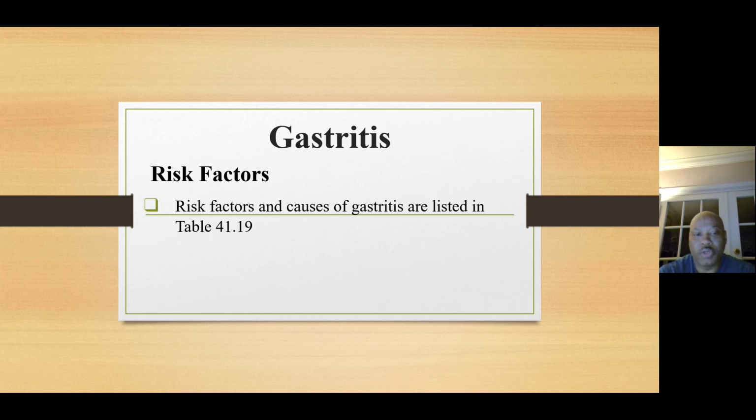There are also intense emotional responses and also CNS, central nervous system, lesions that may cause inflammation of the mucosal lining due to production of more hydrochloric acid, or hypersecretion of hydrochloric acid, which may occur as a result. So that's intense emotional responses or CNS lesions.